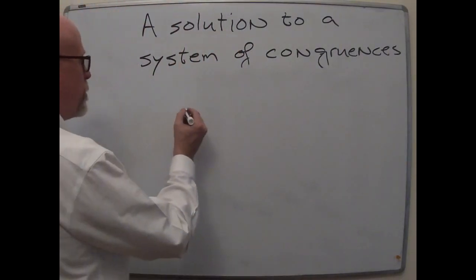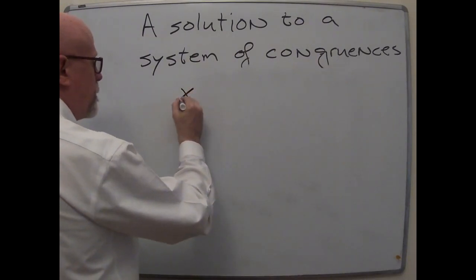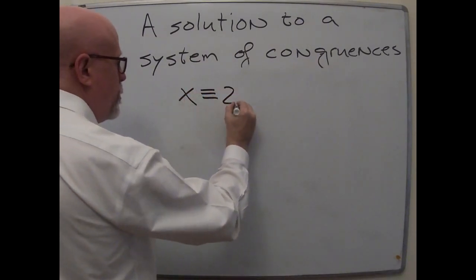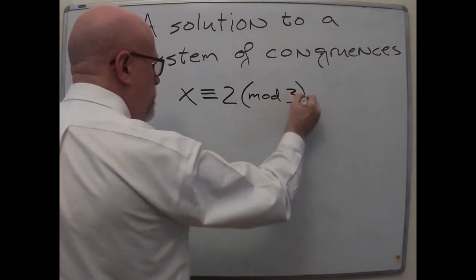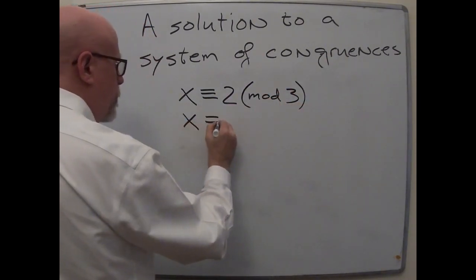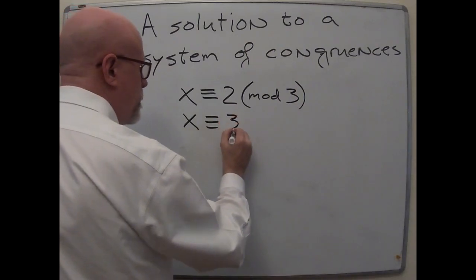So here's the actual system I want to look at. x is congruent to 2 mod 3, and x is going to be congruent to 3 mod 5.